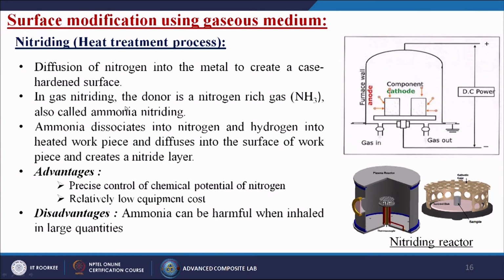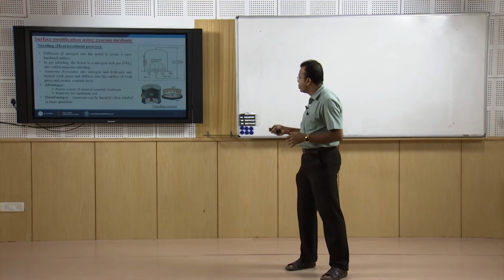In gas nitriding, the donor is a nitrogen rich gas, ammonia, so it is also called ammonia nitriding. Ammonia dissociates into nitrogen and hydrogen at the heated workpiece and diffuses into the surface of the workpiece and creates a nitride layer there. Advantages: precise control of chemical potential of nitrogen, relatively low equipment cost. Disadvantage: ammonia can be harmful when inhaled in large quantities. So, we have to take those precautions too.